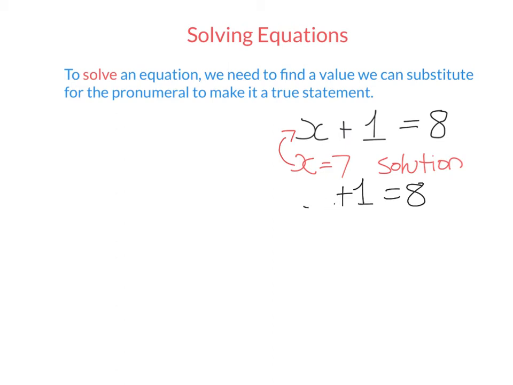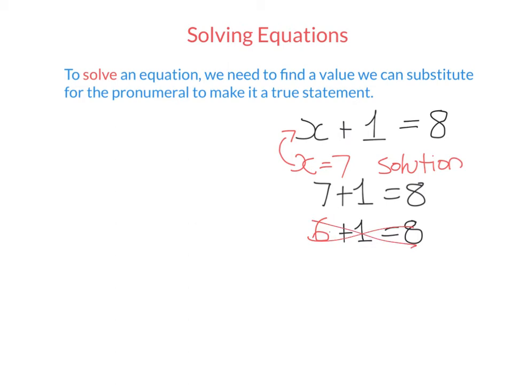If I rub out x and change it for 7, this is a true statement. 7 plus 1 equals 8 is a statement. It is true. Now, there are no other solutions. There's no number other than 7 that I could substitute into this equation to make it true. Let's say x plus 1 equals 8. If I substituted, say, the number 6 into this equation, I would get 6 plus 1 equals 8. That is not a true statement.